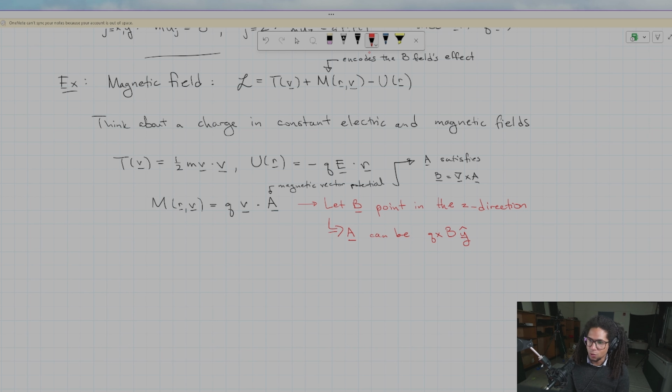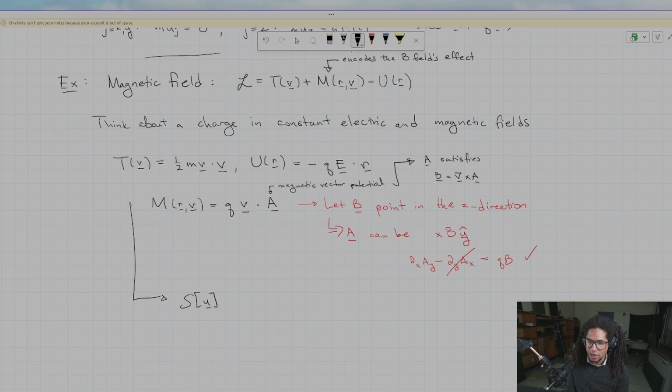Let's check and make sure that this works. The z component of the curl is given by partial x of A_y minus partial y of A_x. Partial x of A_y is all that we get, and that is exactly B. So it checks out, and A can be x times B. The q gets added in here. My mistake. Okay, great.